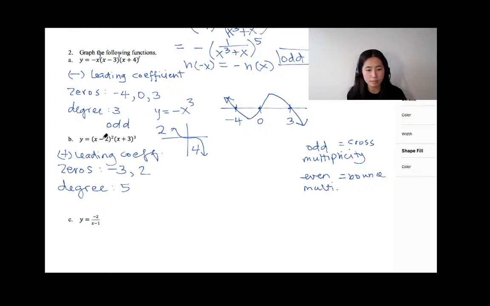In that case, because it's an odd function with a positive leading coefficient, you have a template which is y equals x cubed, right? And as a result, you expect your function to start from quadrant 3 and end somewhere in quadrant 1, because it's a positive leading coefficient and an odd degree. Okay, so we have that written down.